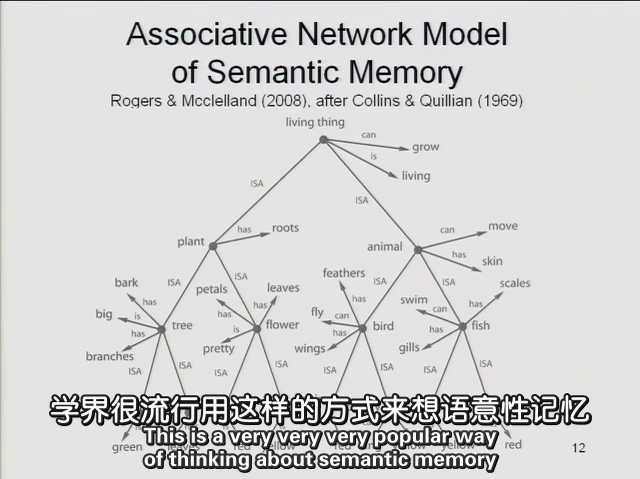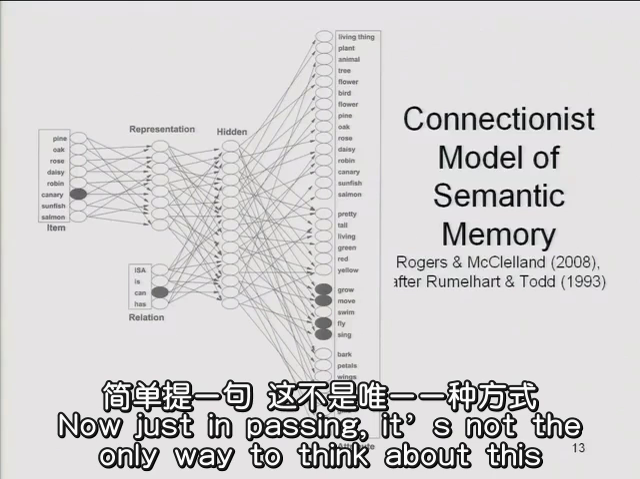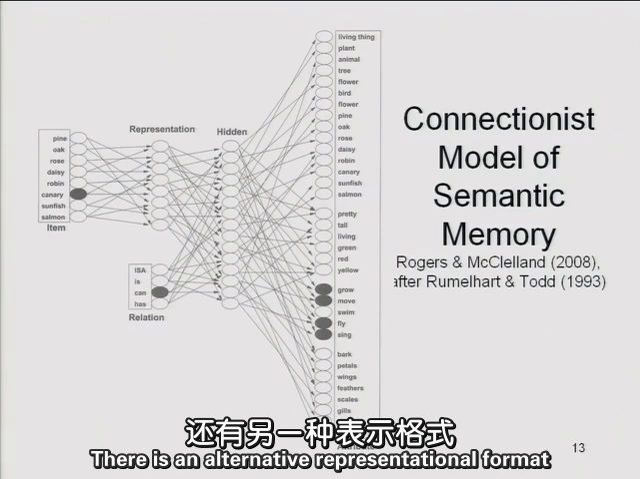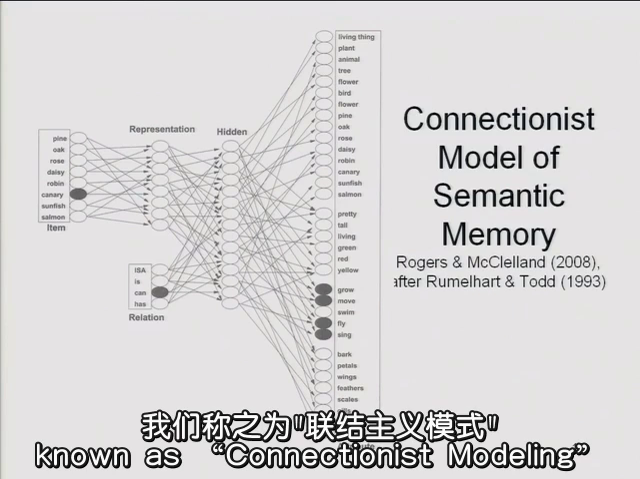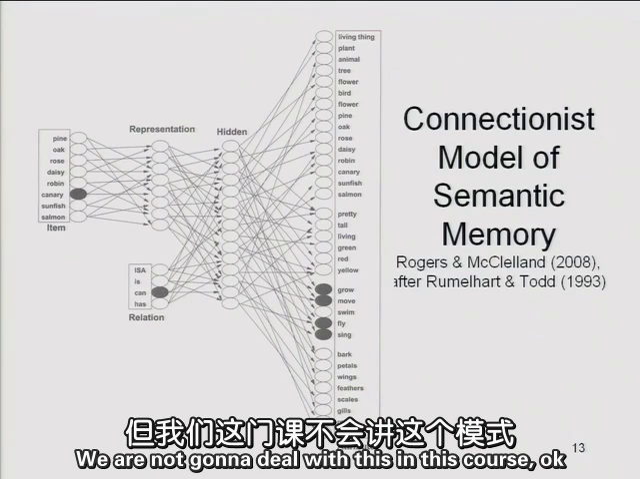where nodes represent concepts and associative links represent associations between them. This is a very, very, very popular way of thinking about semantic memory. Now, just in passing, it's not the only way to think about this. There's an alternative representational format known as connectionist modeling, which can represent the same kind of knowledge in a very different form. We are not going to deal with this in this course.